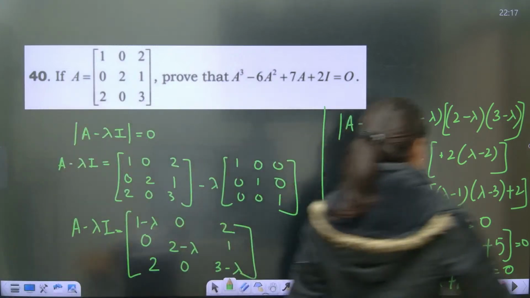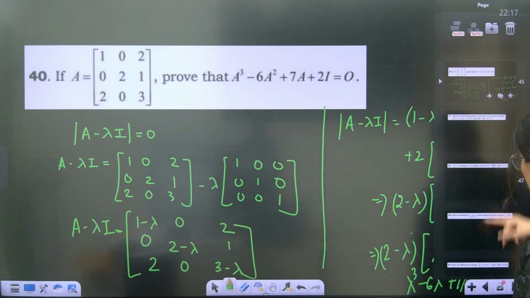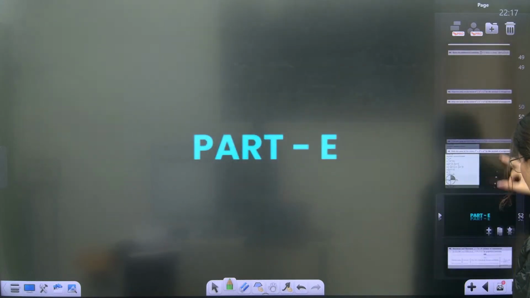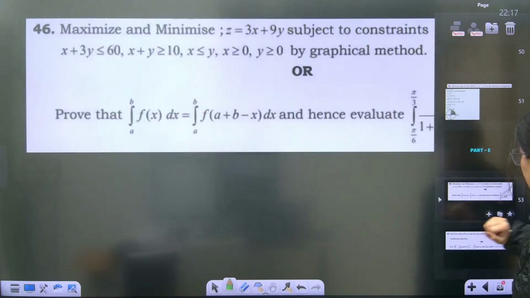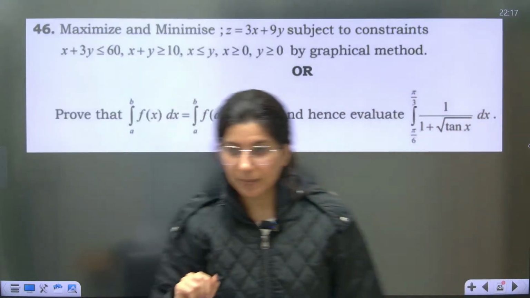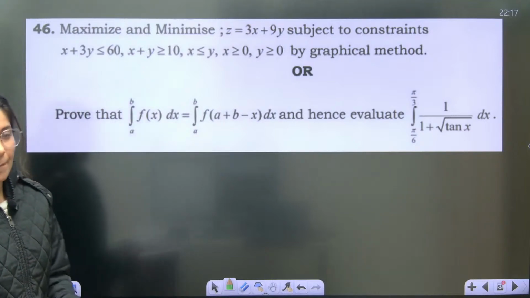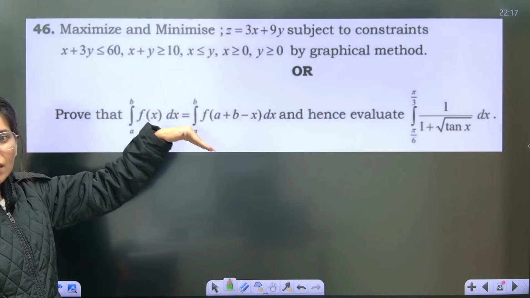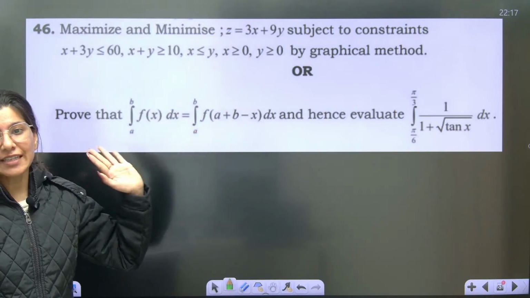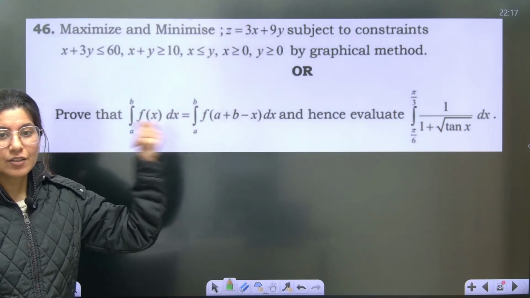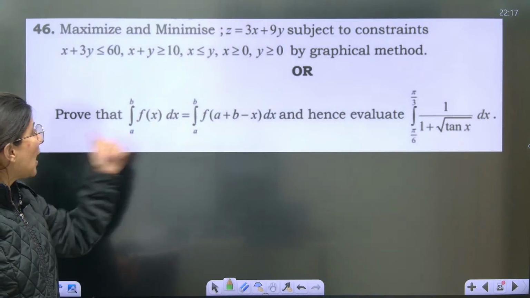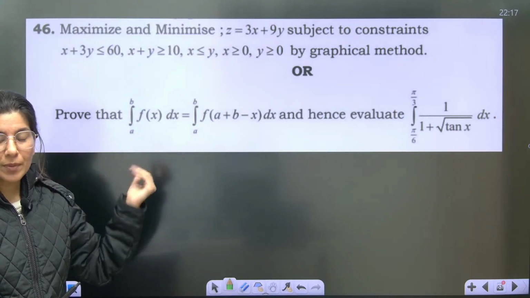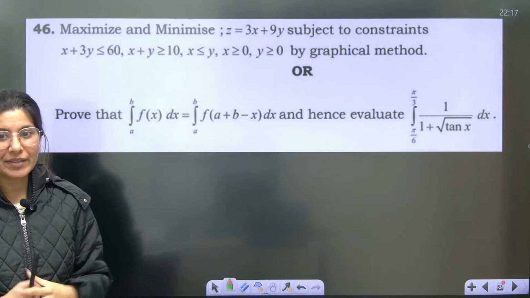All right. Now, let us quickly jump towards this part E, guys. And yes, let's talk about part E. Part E has one question from LPP, linear programming. Another question is from definite integration, specifically your King's property. So you have to prove your King's property, right? This is your King's property. You have to prove it, and hence you have to evaluate.